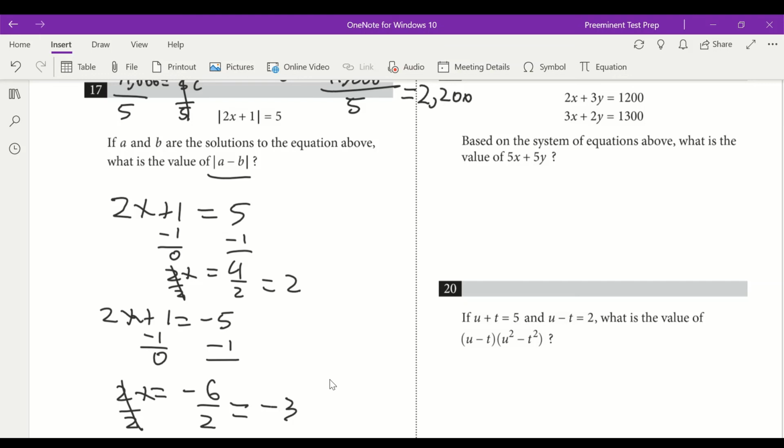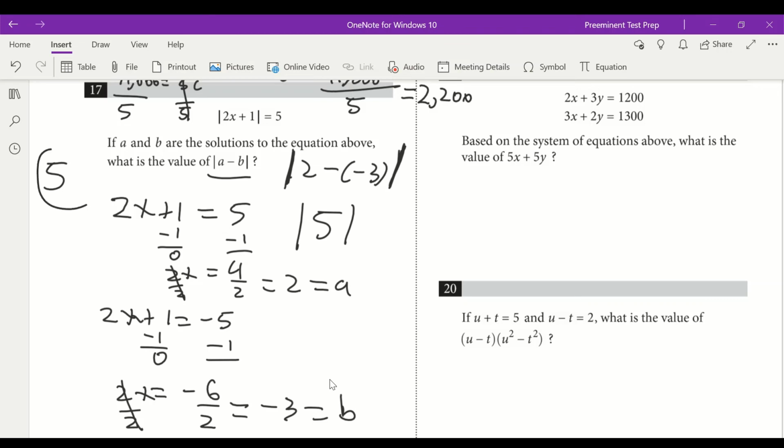But neither one is my answer, because my answer is going to be the absolute value of a minus b. I'll call 2 a, and call -3 b. Well, if 2 is a, then I'll have the absolute value of 2 minus b. I said b is -3, so I'm minus -3. Remember, we're in absolute value, so 2 minus -3 gets me 2 plus 3. 2 plus 3 is 5, so my answer will be 5.